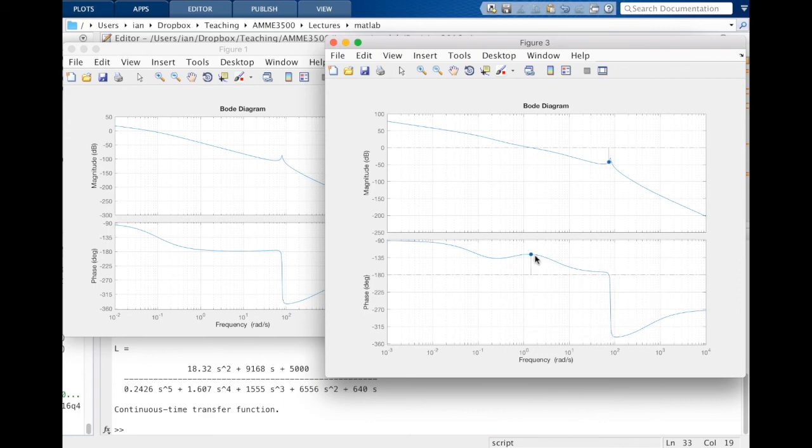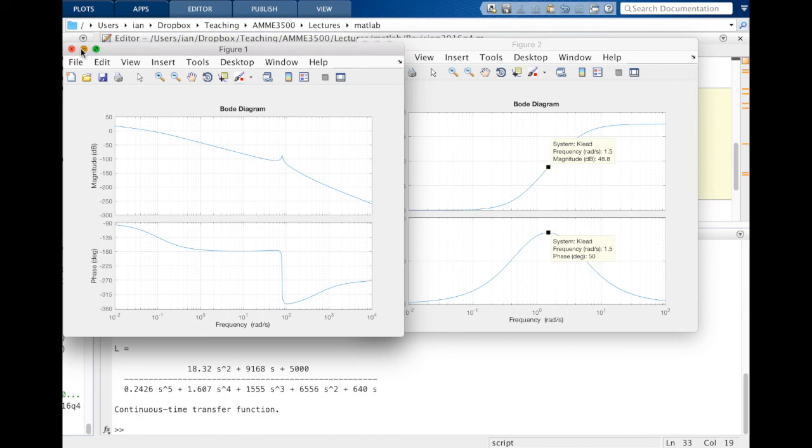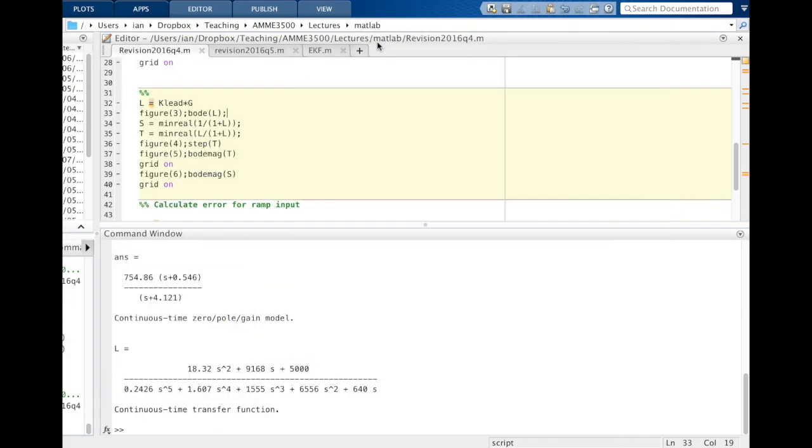If we look at the stability margins here, what's the actual phase margin? 54.1. Okay, so that's fantastic. That's what we wanted. So now we can have a look at some other plots.